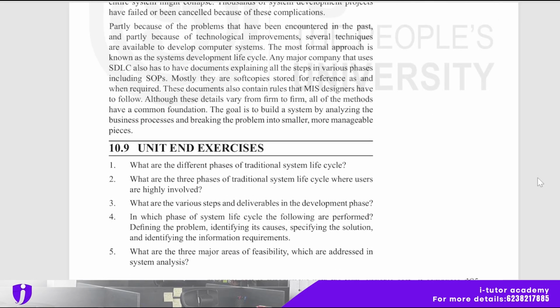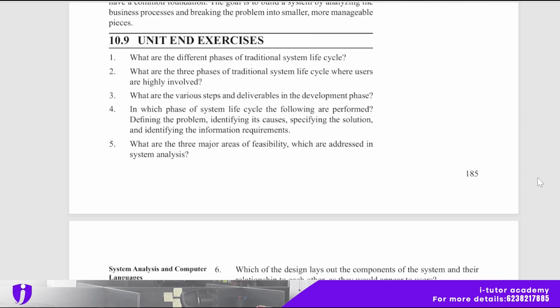These documents also contain rules that MIS designers have to follow. Although these details vary from firm to firm, all of the methods have a common foundation. The goal is to build a system by analyzing the business process and breaking the problem into smaller, more manageable pieces. Unit end exercises are here.